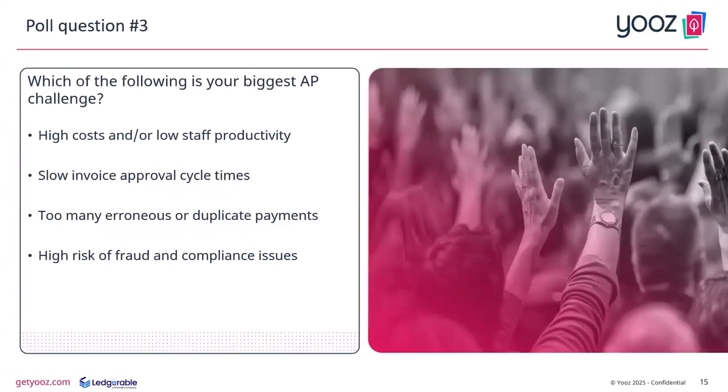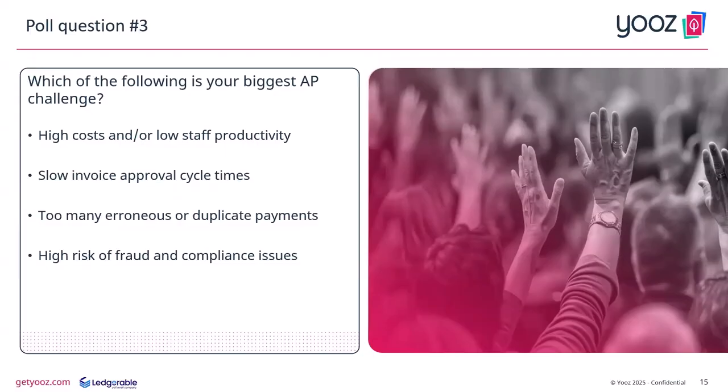So let's go to our next poll question. What is your biggest AP challenge? High costs, low approvals, errors, fraud risk. Now I would tell you, choose the one that hurts your organization the most. You want to identify, that's the first one that you want to fix. Again, no wrong answers here, because we hear all of these at every single show that we attend.